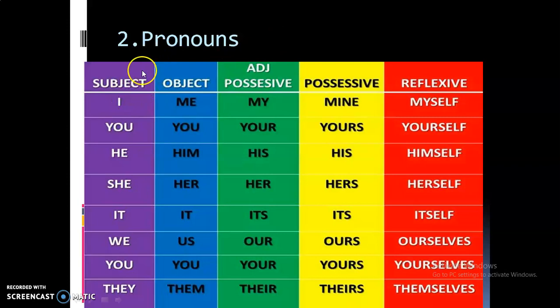Under subject, the subjective pronouns are I, you, he, she, it, we, you, they. Object: me. Then the adjective possessive pronoun: this is my book, or this is my car. And this is your car. That is his car. And possessive pronoun: mine. This pen is mine. That is yours. So that is possessive. That is your book, and this is yours.